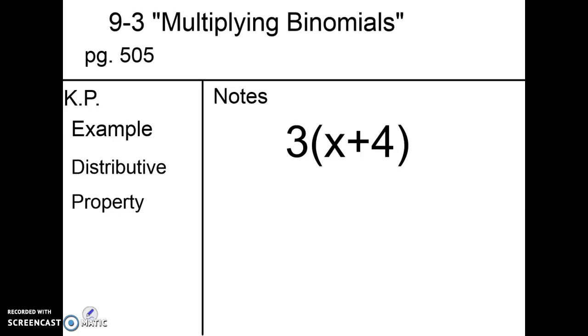Mr. Kashi speaking. Today we're going to be studying how to multiply binomials. That's in Chapter 9 and Section 3. If you get stuck, you can refer to page 505 in your textbook for more notes and information.